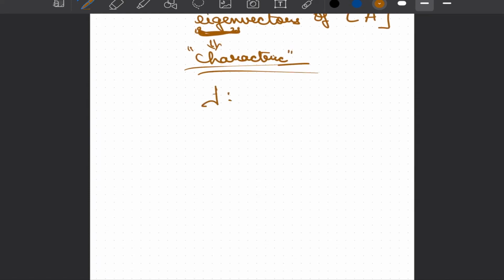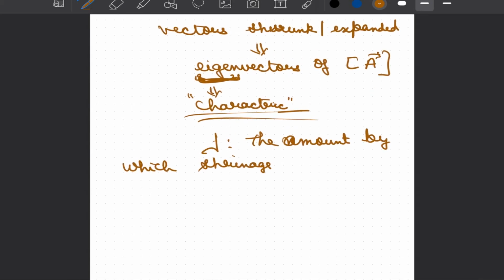And lambda determines the amount by which shrinkage happens. When we combine these two, we understand that these are eigenvectors, and these shrinkage amounts are referred to as eigenvalues. And this is our first geometrical notion of the concept of eigenvalues and eigenvectors.